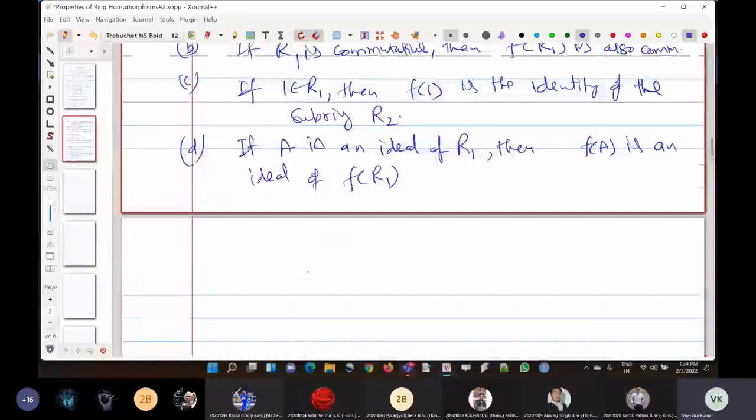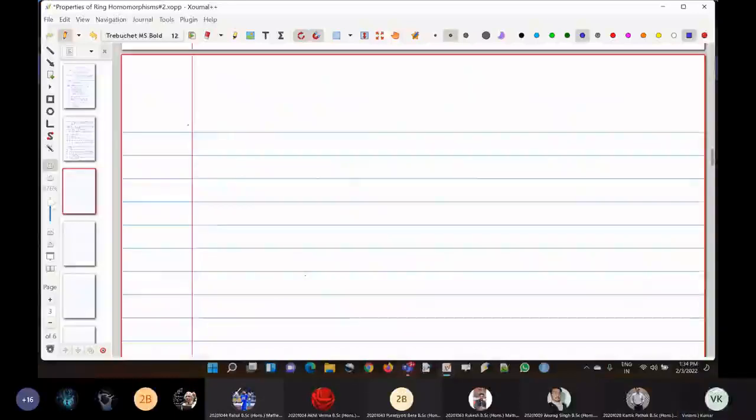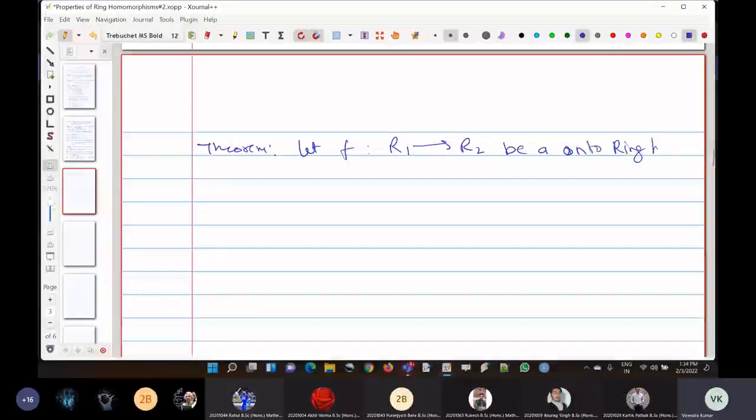Next result, all these you can verify easily. If you get any difficulty, you can send a message to me or you can ask. Okay, so next theorem, it says that let f from R1 to R2 be an onto ring homomorphism, onto ring homomorphism. Here this should be noted.